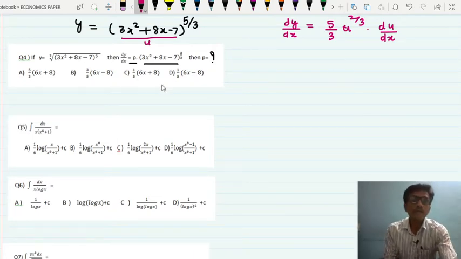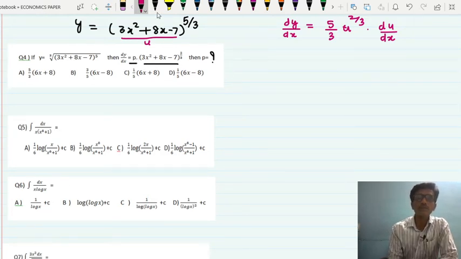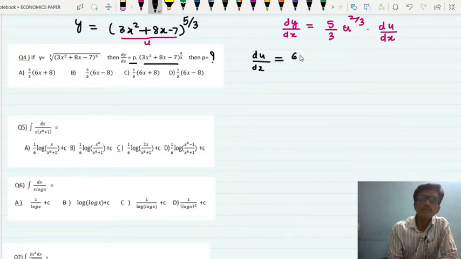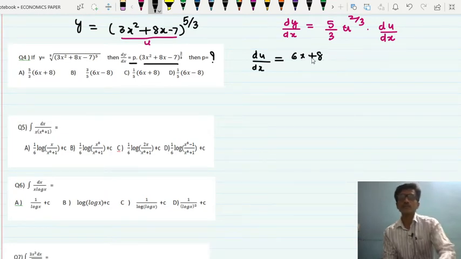So here we required p, which means 5 by 3 into du by dx is required. u raised to power 2 by 3 is already there. So p means 5 by 3 into du by dx. So what is our du by dx? This is our u, so du by dx will be equal to 6x plus 8, that is du by dx.